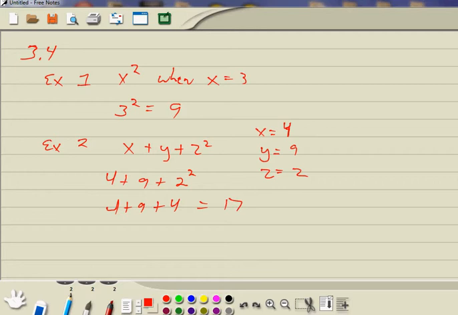Of course, they're going to get a little bit more complicated. They're not all going to stay nice and easy like that. So if I have 3a squared minus b plus c cubed, and in this case a equals 1, b equals 4, and c equals 3. We plug in our numbers.